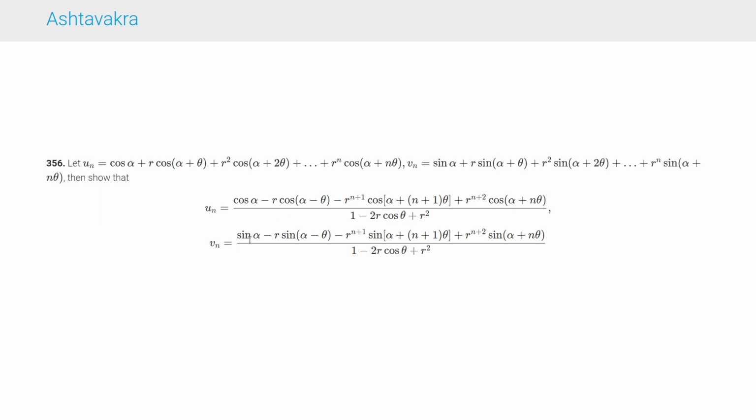And Vn is equal to sin alpha minus r sin (alpha minus theta) minus r to the power n plus 1 sin (alpha plus (n plus 1) theta) plus r to the power n plus 2 sin (alpha plus n theta), divided by 1 minus 2r cos theta plus r square.